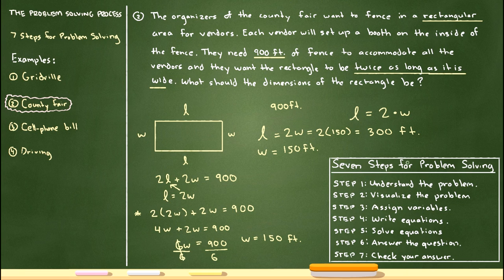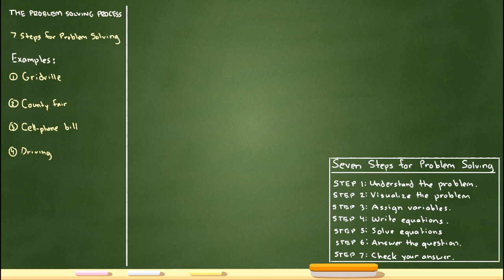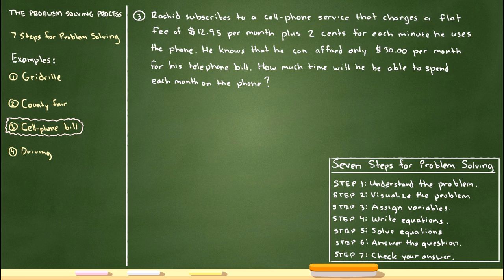So let's move on to the third example. I'll keep the 7 steps up here as long as we have room. Okay, so Rashid subscribes to a cell phone service that charges a flat fee of $12.95 per month plus 2 cents for each minute he uses the phone. He knows that he can afford only $30 per month for his telephone bill. How much time will he be able to spend each month on the phone?